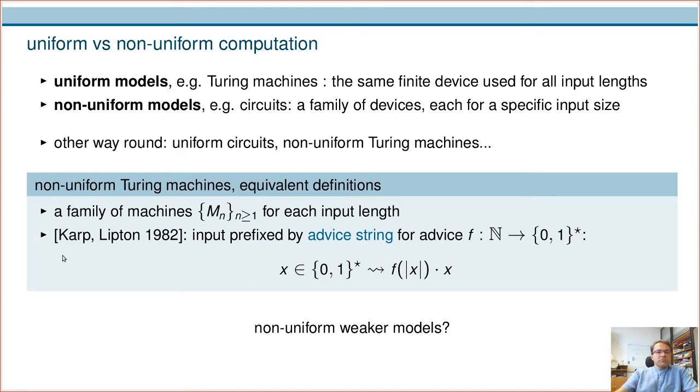So the question is, what happens for weaker computational models that don't possess the universal machine? Then these two definitions don't have to be necessarily equivalent. And what about the non-uniformity in weaker models? If you look into the literature, there hasn't been that much work done.